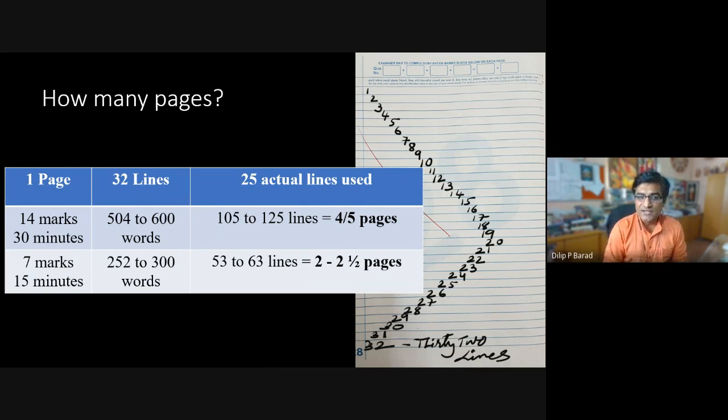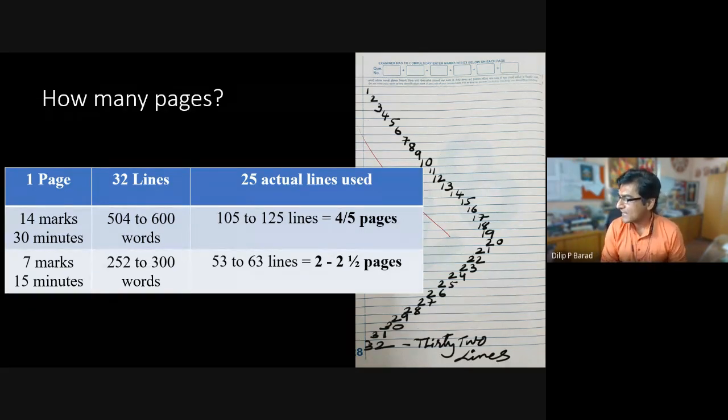And for 14 marks, that is 30 minutes, the range is from 504 to 600 words. That will come down to 105 to 125 lines. And that will be 4 to 5 pages. So a long answer you are supposed to write is 4 to 5 pages. And for 7 marks, 2 to 2.5 pages. 2 to 2.5 pages for the short note. That is what we can see.